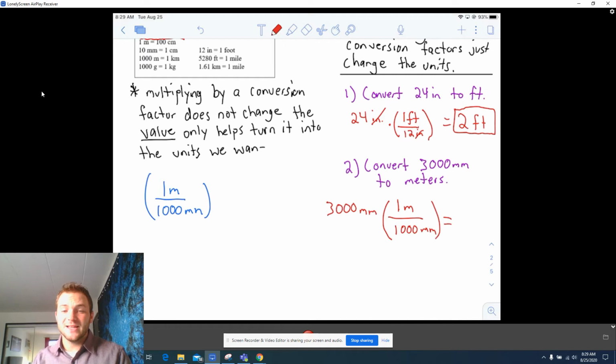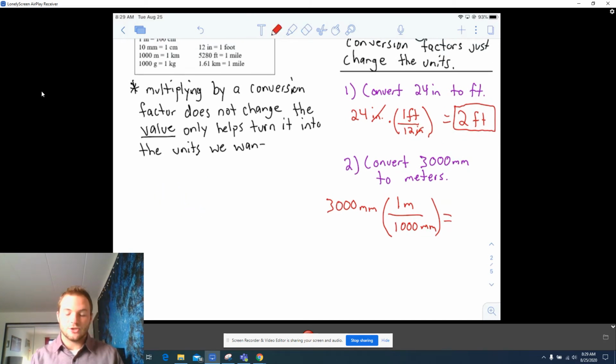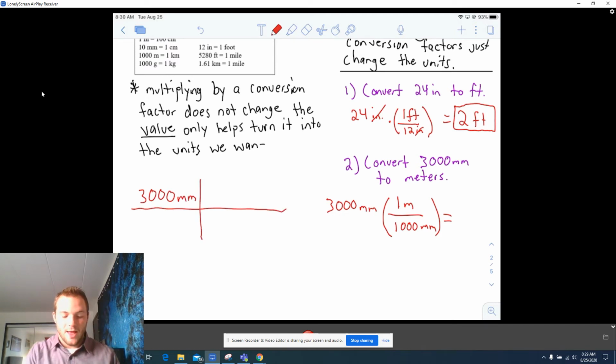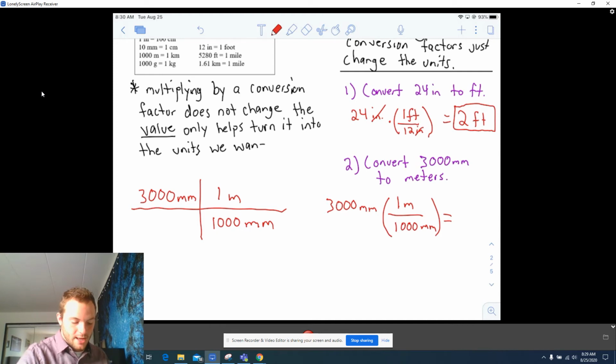If you have taken chemistry, this is really like stoichiometry, and you may even see it in stoichiometry written like this. 3,000 millimeters, and then they may use fraction bars like this rather than writing it as a multiplication, and it might look like meters over 1,000 millimeters. And then you would see millimeters cancel and you're left with meters. So if you like this from stoichiometry, you can use this fraction bar, or you can use this over here.